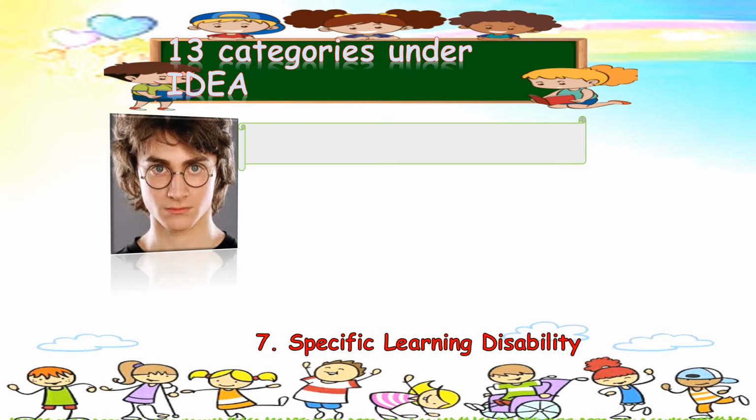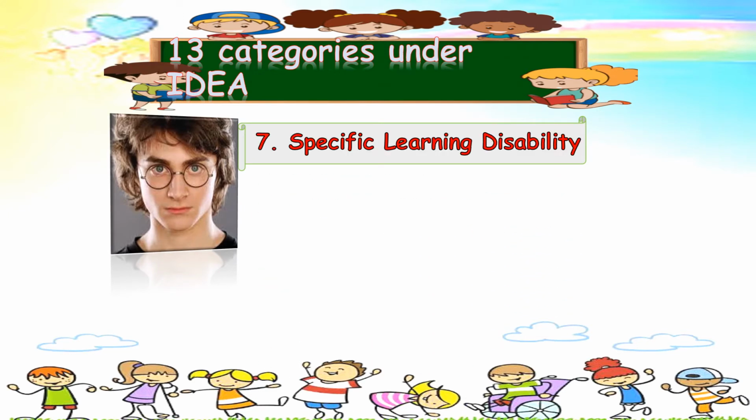The seventh category is SLD, or Specific Learning Disability. The umbrella term SLD covers a specific group of learning challenges. These conditions affect a child's ability to read, write, listen, speak, reason, or do math. Here's what could fall in this category: dyslexia, dysgraphia, dyscalculia, auditory processing disorder, and non-verbal learning disability. SLD is the most common category under IDEA. In 2018, 34% of students who qualified did so under this category.